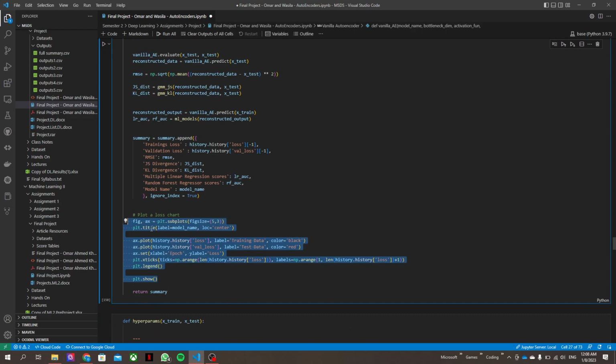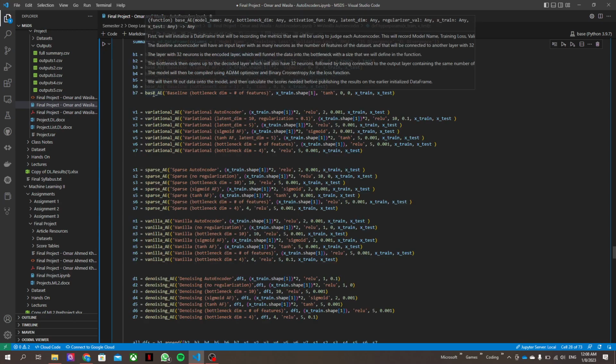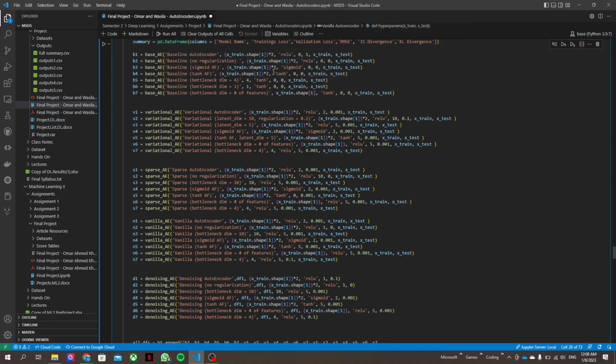So at the end of it all, we have defined one function called hyperparams. This is essentially taking in the data set that we want to give it, and it's passing it through all of these different sorts of autoencoders. So we have 7 different sorts of base autoencoders, 7 variational, 7 sparse, 7 vanilla, and 7 denoising ones, each with different hyperparameters, so that we can actually have a better understanding of how each hyperparameter affects the results of each autoencoder for each data set.